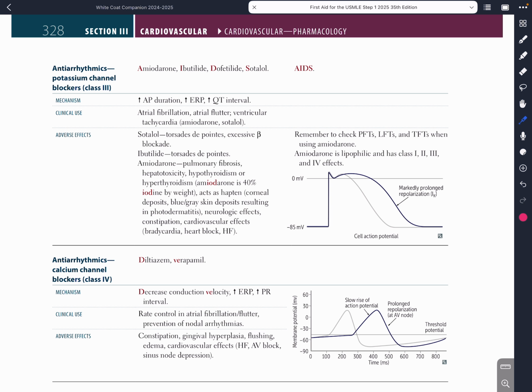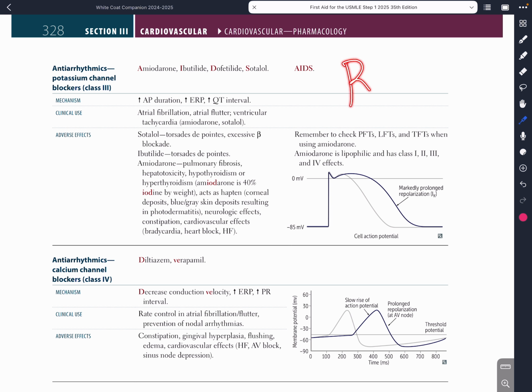You can also go up to 300 milligram TID in ICUs. Anyway, the mechanism of amiodarone is increased AP duration, increased ERP, and increased QT interval. Clinical use: amiodarone is used in atrial fibrillation, atrial flutter, and ventricular tachycardia. In ventricular tachycardia or ventricular fibrillation, you can also use amiodarone, sotalol.